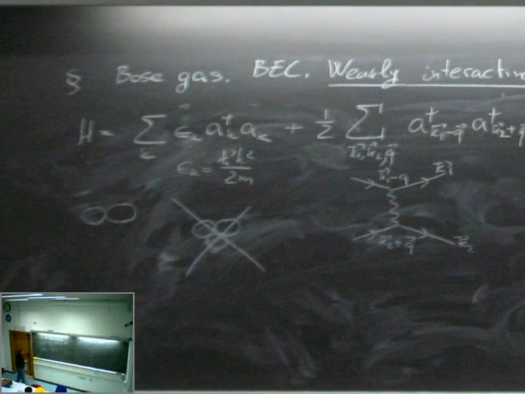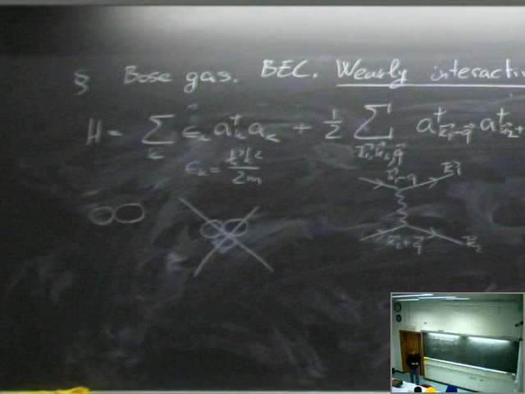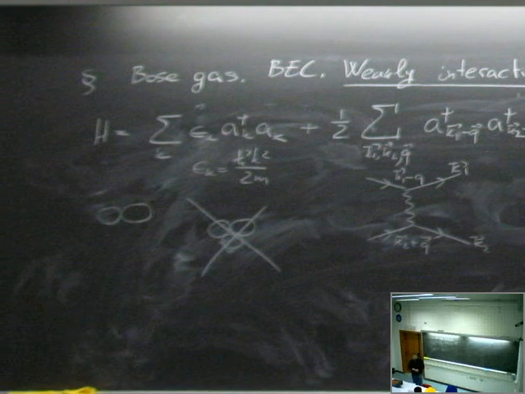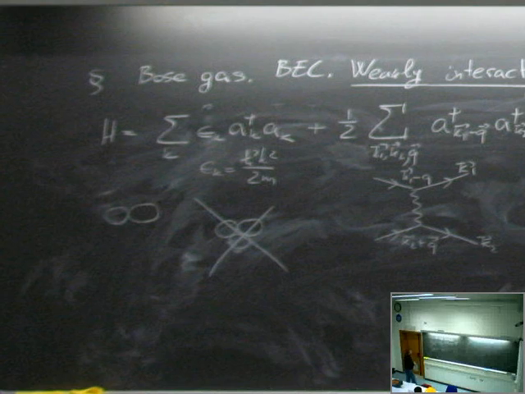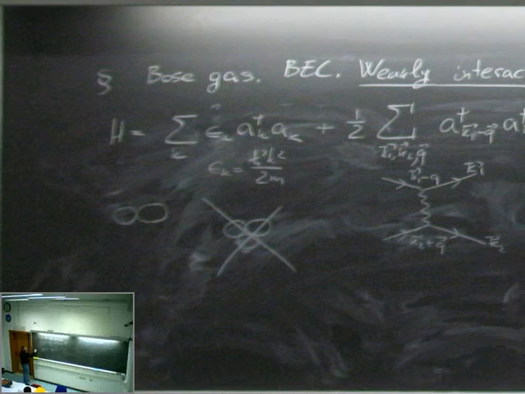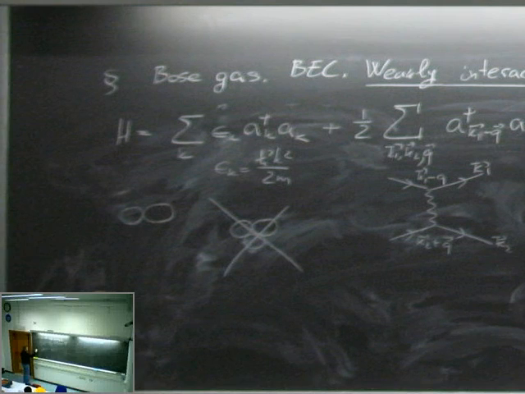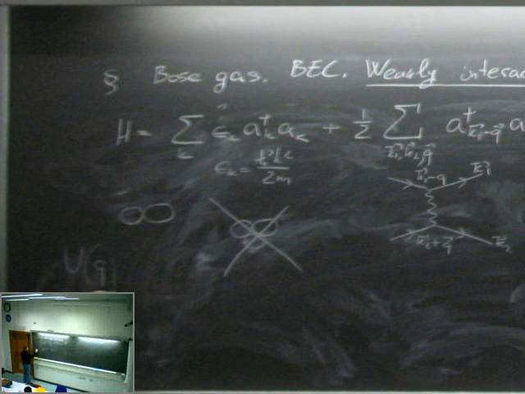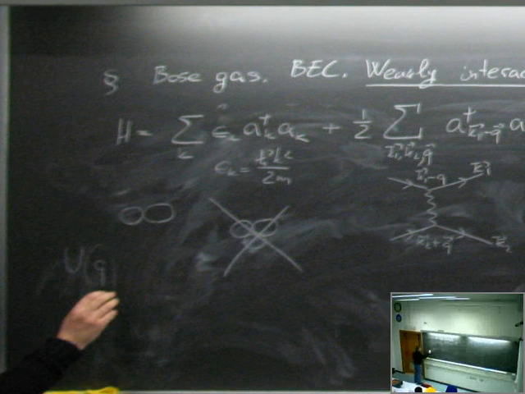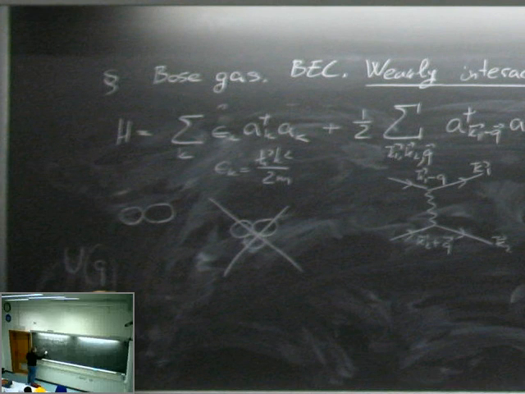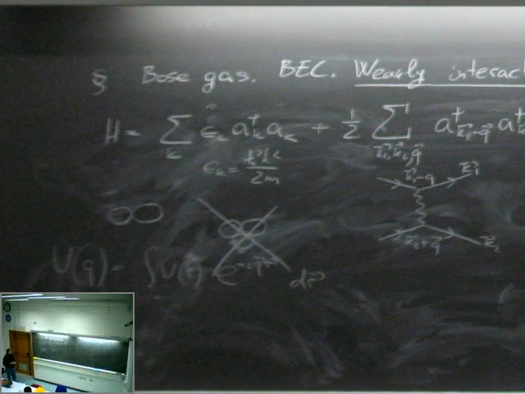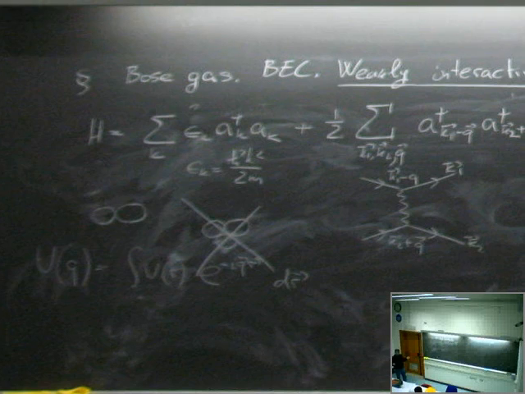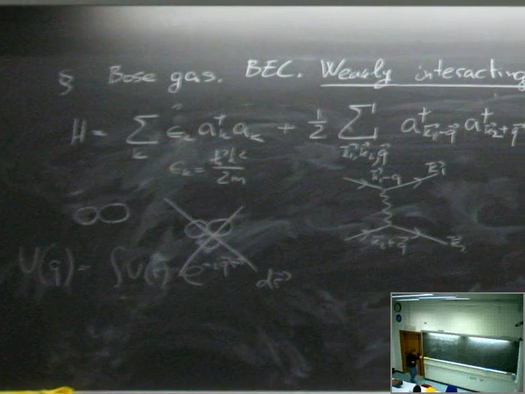So this is the simplest Hamiltonian. And as I said, if we recall a little bit of collision theory, we may say that this potential V_q is its Fourier transform, the integral of V(r) e to the power minus iqr dr. And as I said, the potential exists only on distances of the size of the particles.